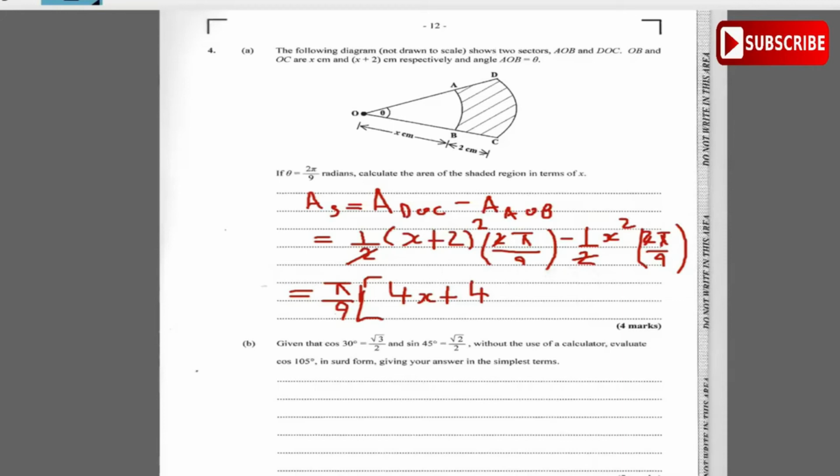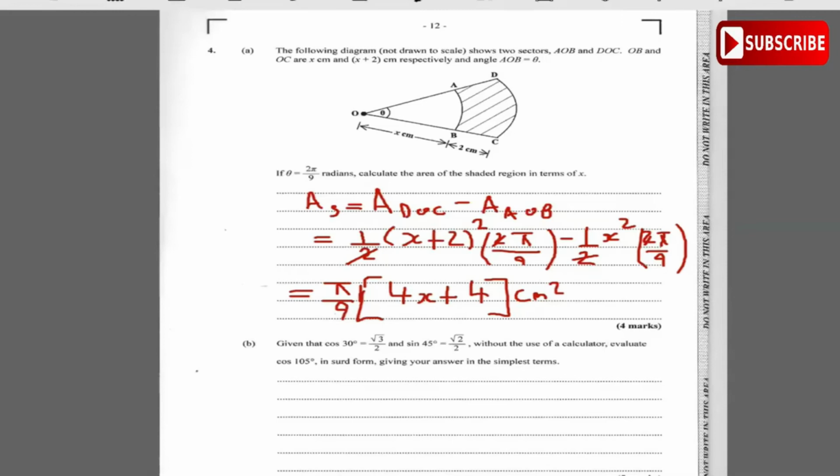Nice and easy. So that's the area. And remember, area is in terms of centimeters squared. Nice. Now let's look at the next part, part B.